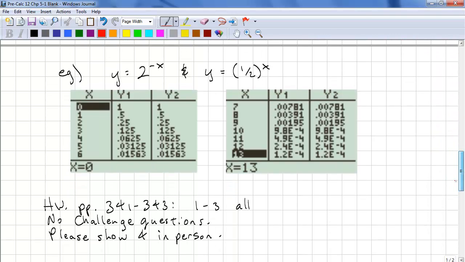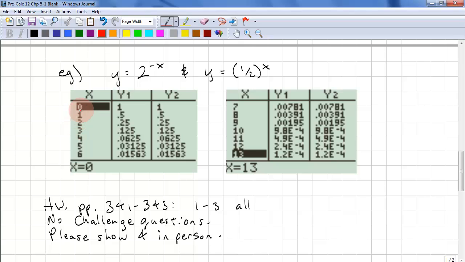Let's look at one last example. 2 to the power of negative x and a half to the power of x. These are both exponential functions. So 2 to the power of negative 0 is 1. 2 to the power of negative 1 is a half. 2 to the power of negative 2 is a quarter. 2 to the power of negative 3 is 1/8.